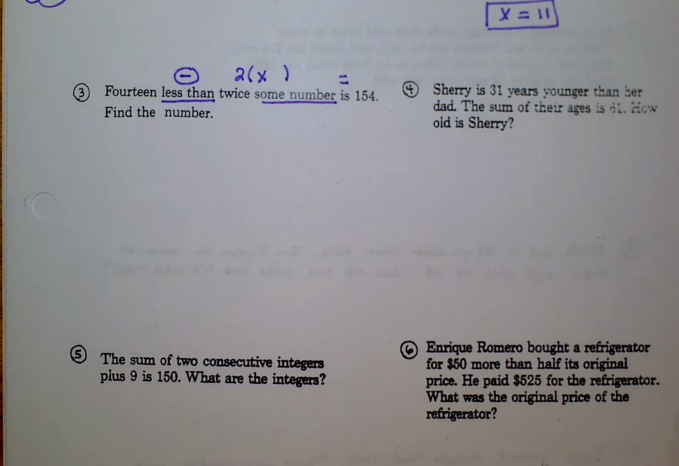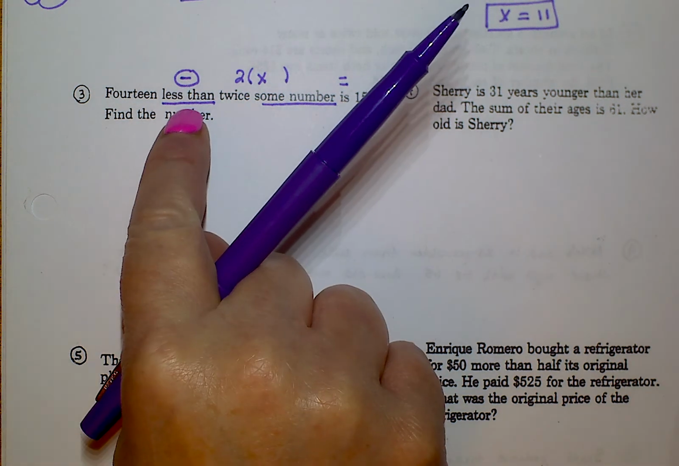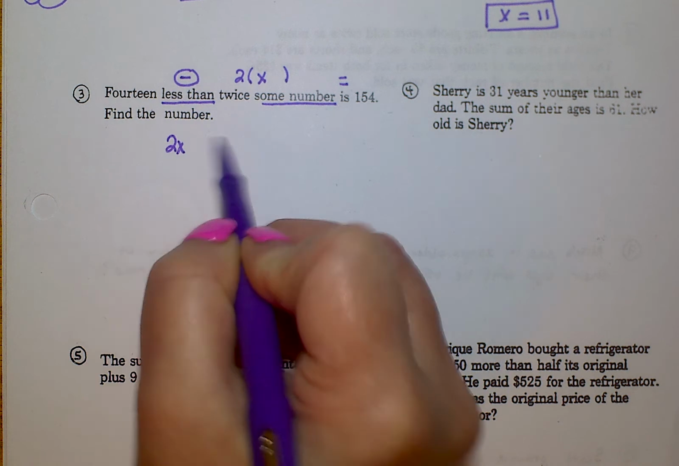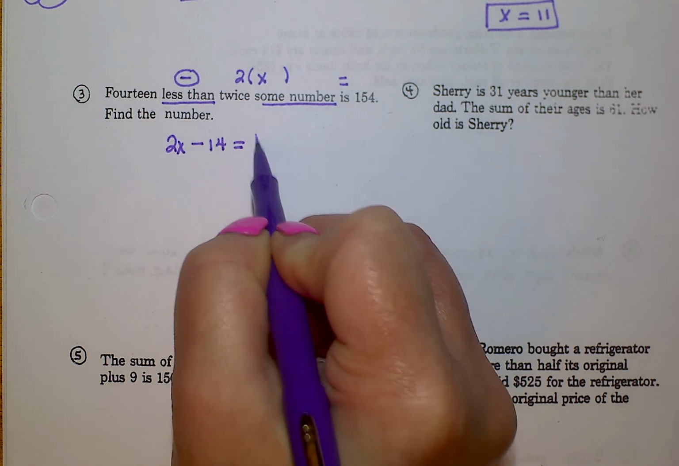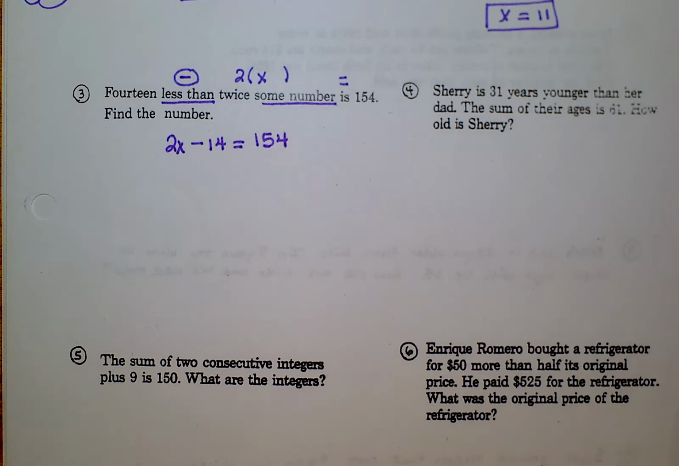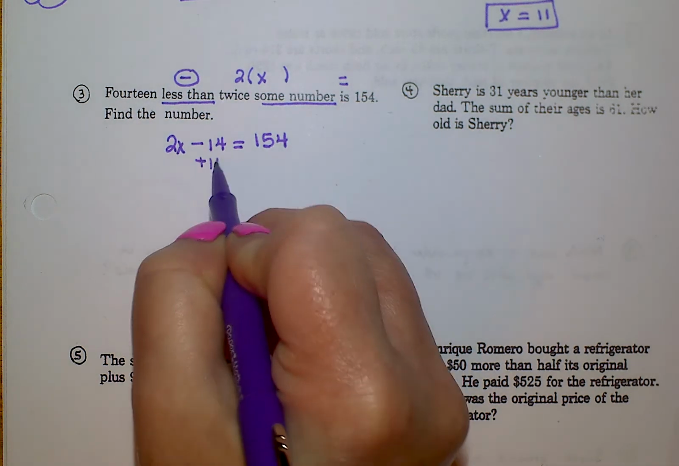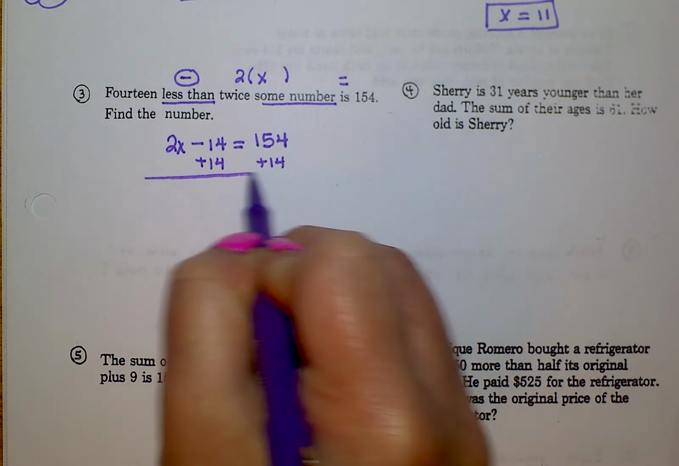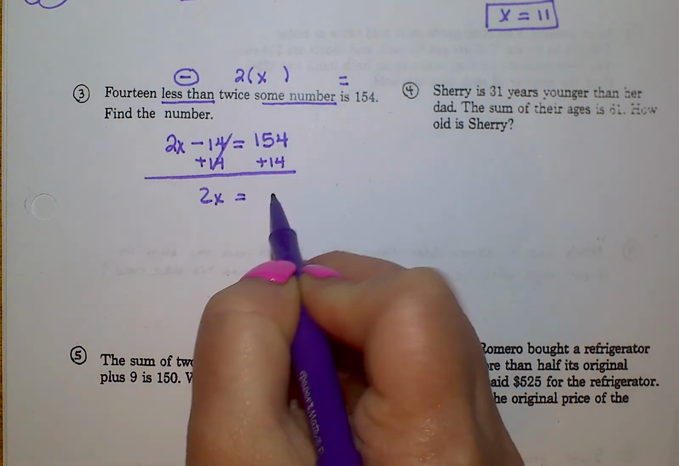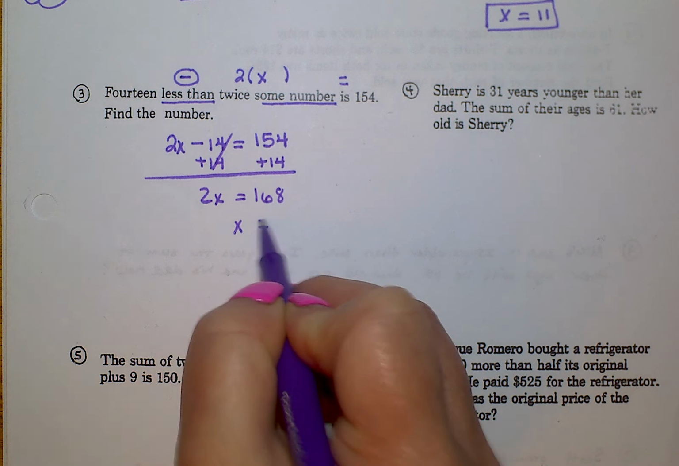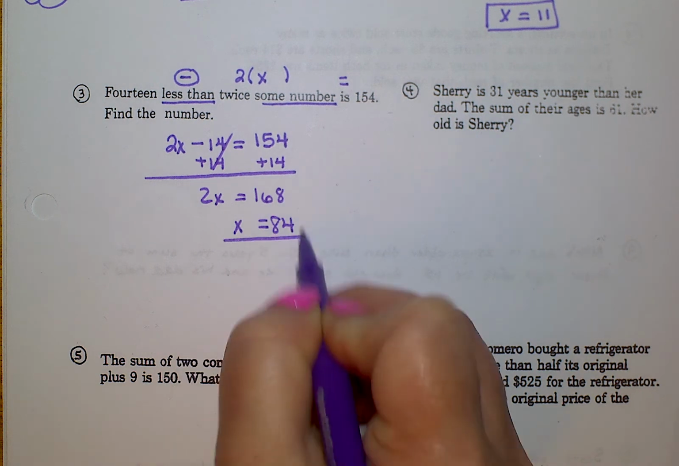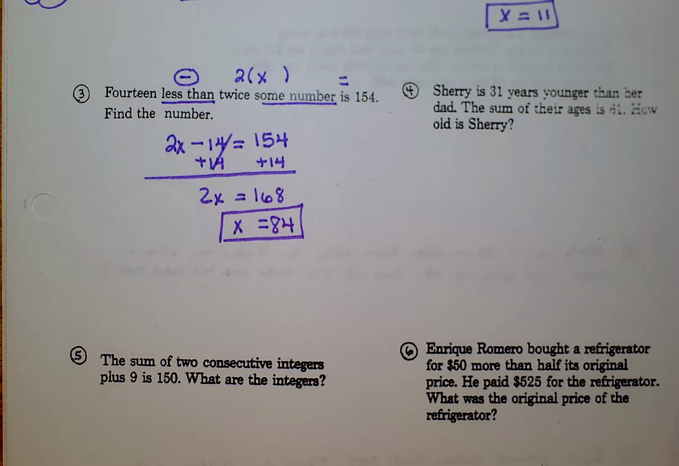Now, you want 14 less than this. So if I had, like, we'll say a value of 28, and I wanted 14 less than 28, I would take 28 and I would subtract 14. So you're going to do the subtraction second. So you're going to have twice some number minus 14 is equal to 154. So we'll add 14. So that's going to be 168 divided by 2, and we get 84.